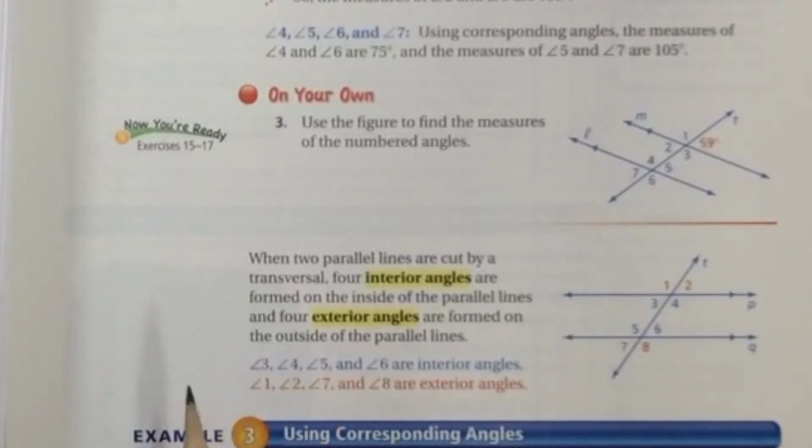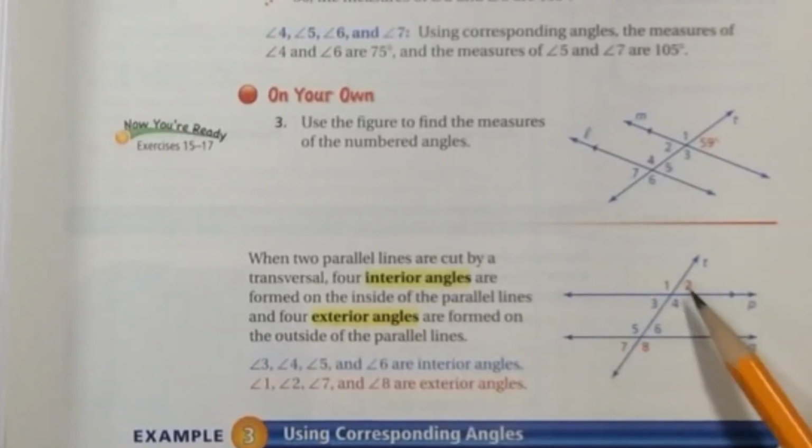Well, the next thing we're going to learn about is interior angles and exterior angles. So when two parallel lines are cut by a transversal, 4 interior angles are formed on the inside of the parallel lines. So 3, 4, 5, and 6, these are interior angles. And we call them interior angles because they're inside the parallel lines. 4 exterior angles are formed on the outside of the parallel lines. So 1, 2, 7, and 8 are exterior angles, and we call them exterior angles because they're outside of the parallel lines.